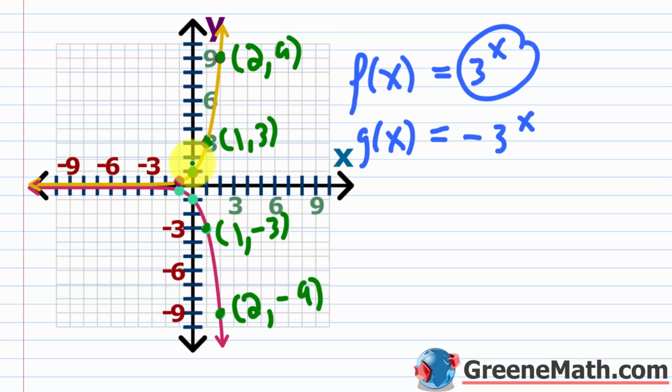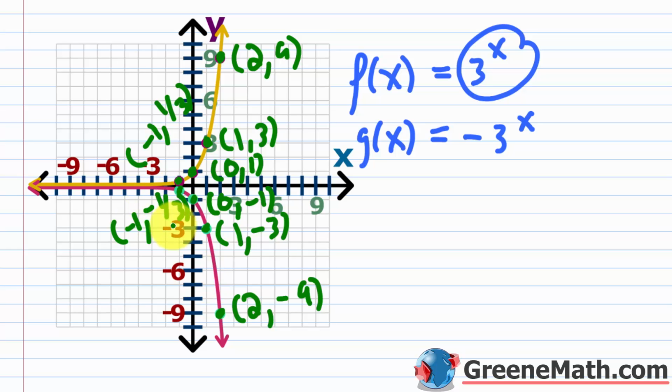Then this point right here, which is (0, 1), is going to get reflected across, and it's going to become (0, -1). And then this last point here, which would be (-1, 1/3), let me write this over here, would be reflected across. So it's still an x value of -1, but now the y value is going to be -1/3. Okay, so on and so forth. So you can see that's a good way to reflect it and sketch the graph.